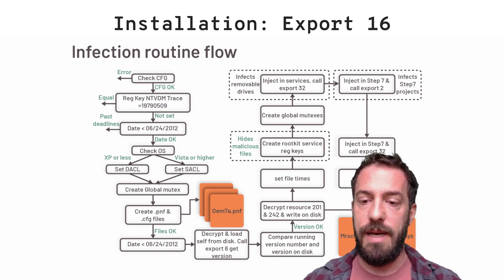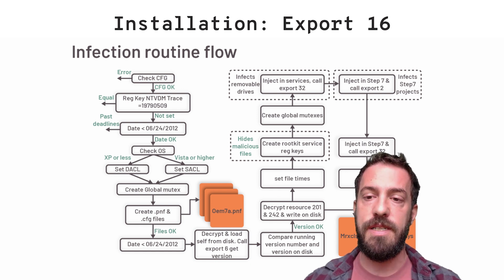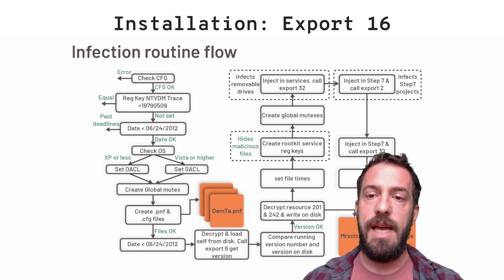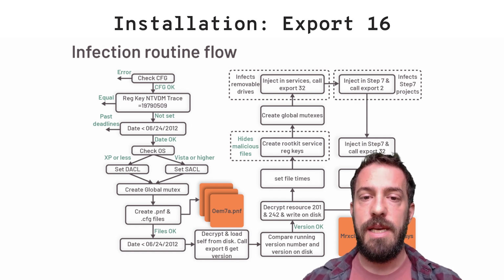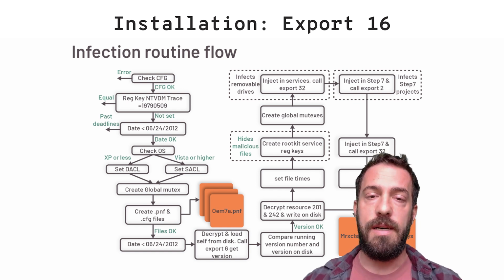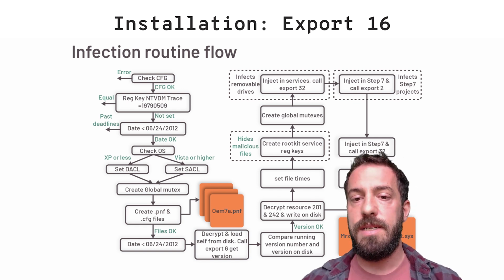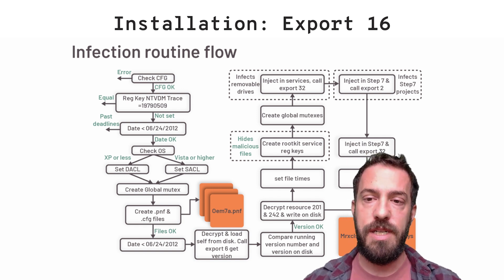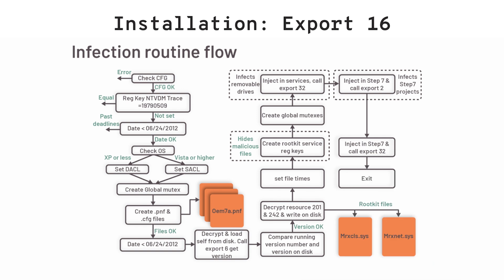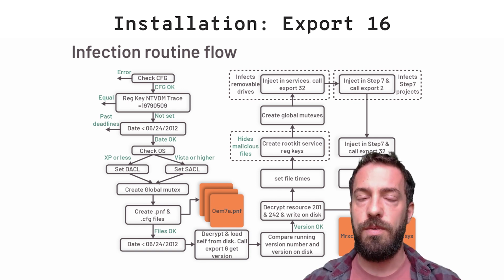So the resources have now been written, and the device drivers would be in place and used for the rootkit service, and then it would start the propagation process, either infecting removable drives. If a USB drive was detected connected to that computer, it would install itself on it. Otherwise, it will try to find Step 7 projects and infect them by calling export 2. After this happens, it will call export 32 and exit, to continue with the Stuxnet malware propagation process.